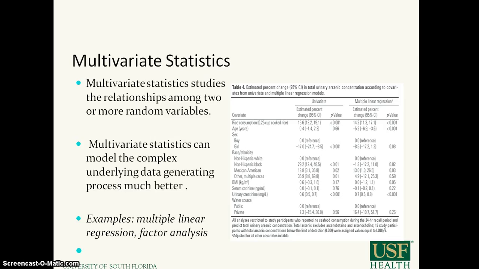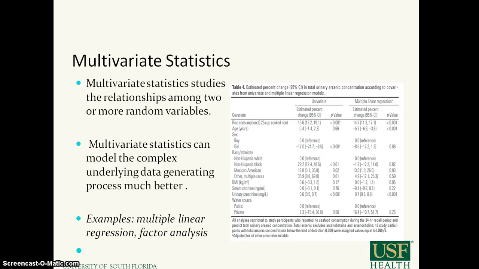Okay, an example of the output from a multivariate analysis is shown on this slide, Table 4. This is an output from univariate and multiple linear regression models. So you can see the covariates or the predictors. You have the rice consumption, age, sex, race, ethnicity, BMI, serum cotinine, urinary cotinine, water source, et cetera. You have multiple predictors there, and then they presented univariate statistics in one column, and then multiple linear regression analysis in the second column.